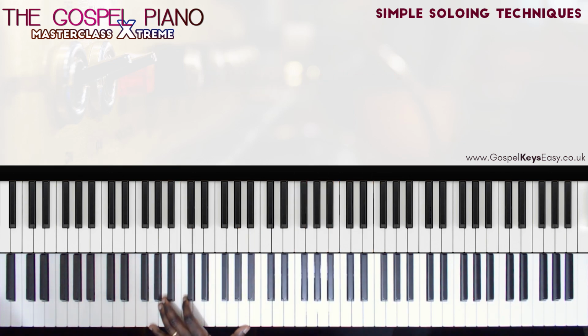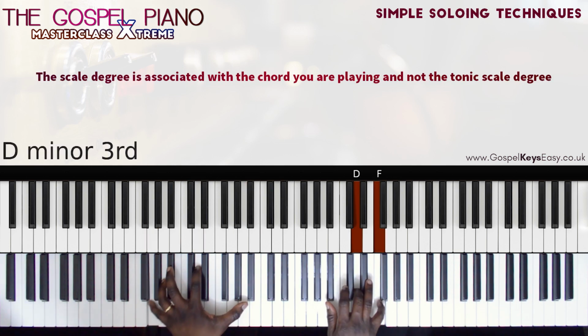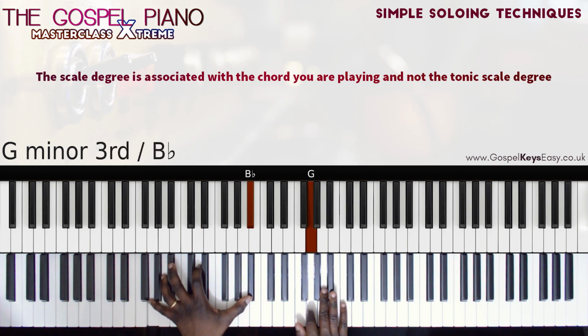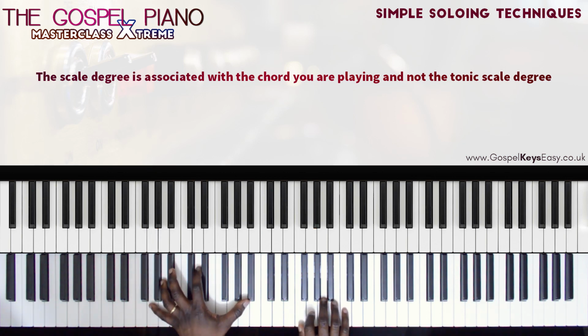Okay, so let's look at a minor chord, for example. A chord 2 in the key of F would be this. So you can solo the B flat pentatonic scale. You can also solo the pentatonic scale of the flatted 7th degree, which would be this.